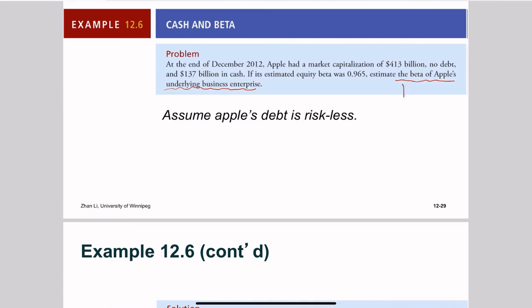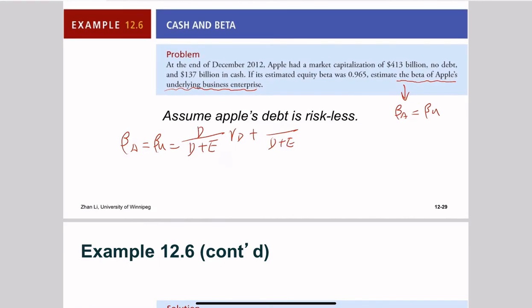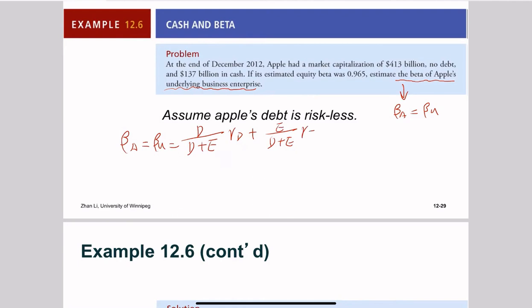Well, this is really beta A, that is the beta of the firm's assets, or the unlevered beta. So here we could use the previous formula, that is beta A equals D divided by D plus E times beta D plus E divided by D plus E times beta E. Oh, sorry. Obviously, we should use E in the numerator, times beta E.